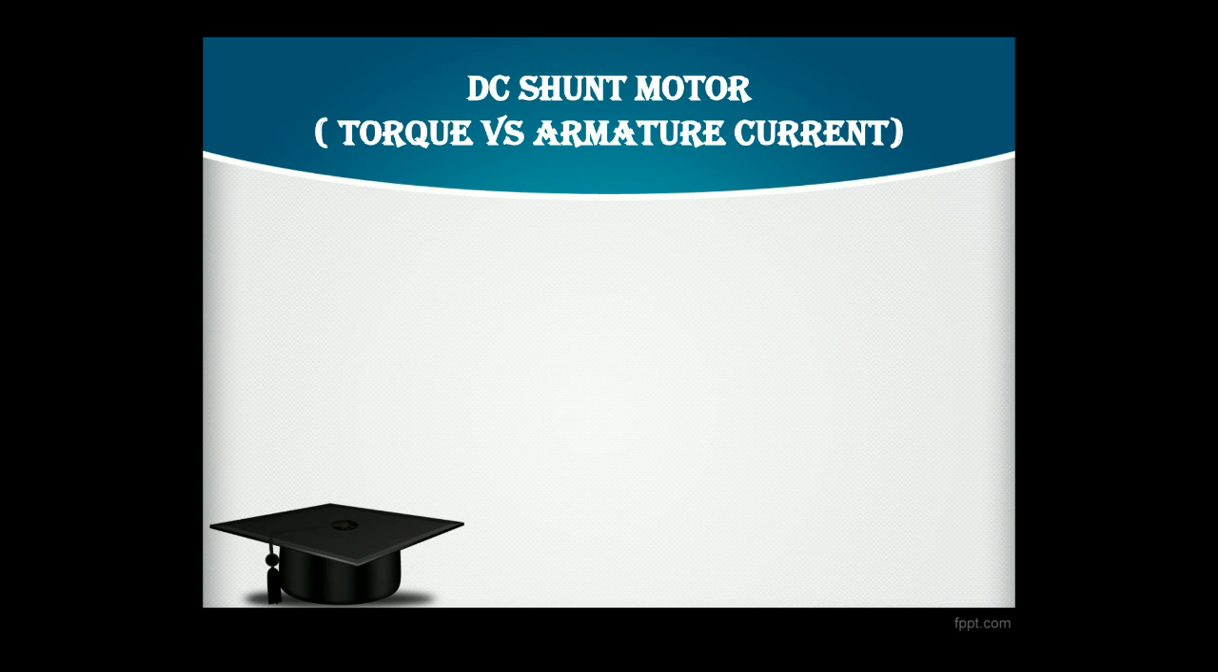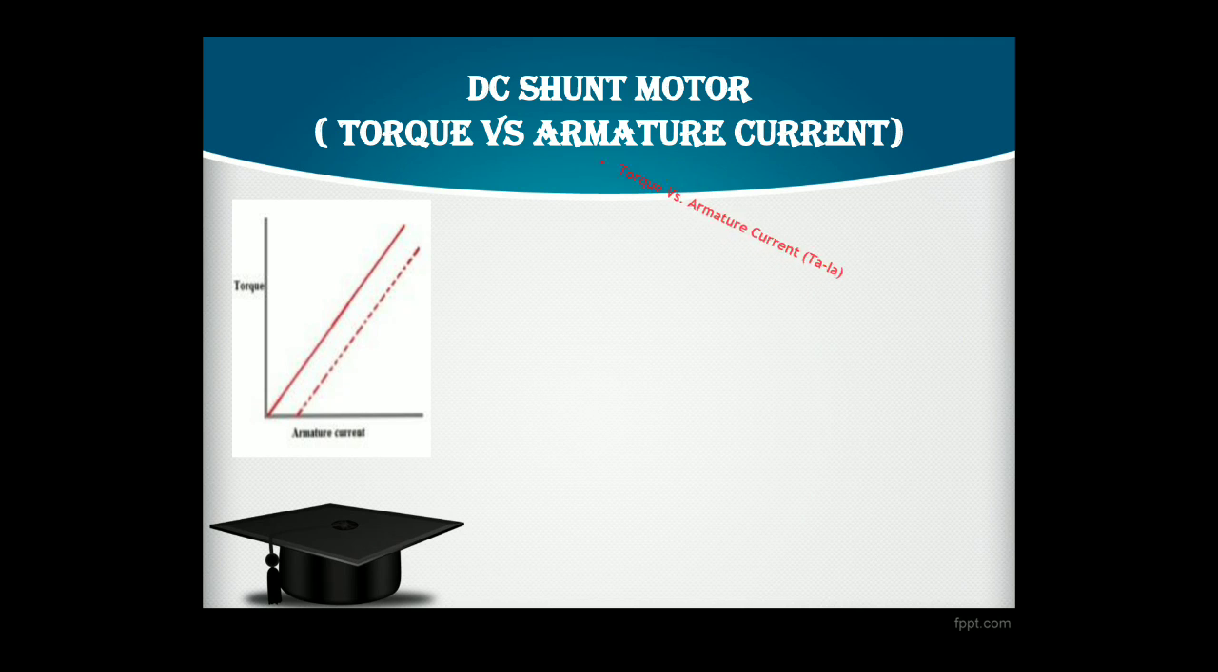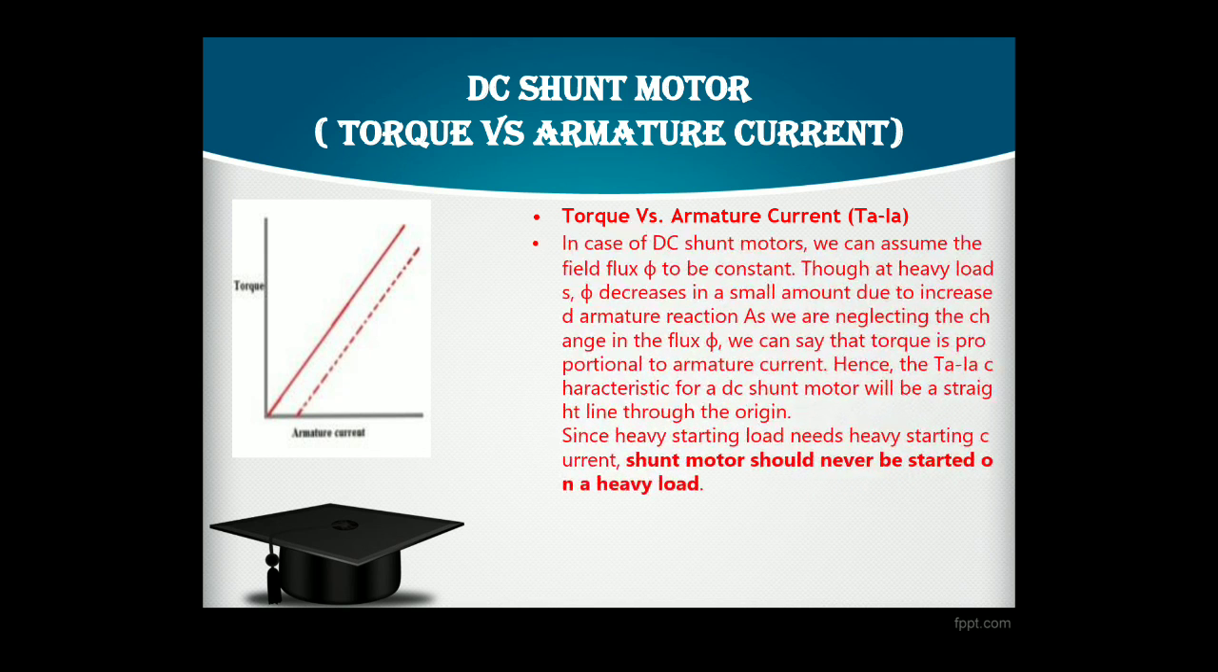At first, the torque versus armature current. So what is the characteristic? We can see here the graphical representation is a straight line. So if the armature current is increased, then the torque is also increased linearly. In case of DC shunt motor, we can assume the field flux phi is mainly constant.